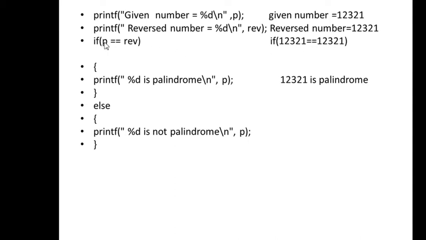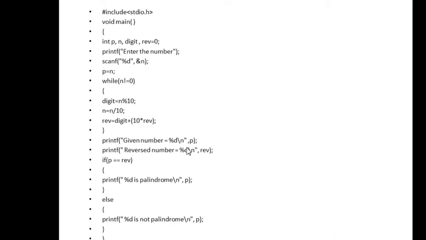So in the if condition, the given number p is equal to reverse, that is 1 2 3 2 1 is equal to 1 2 3 2 1. Yes, both are the same. So it will enter this if and display on the console that 1 2 3 2 1 is a palindrome, else it is not a palindrome. Now, this is the program we are looking at.